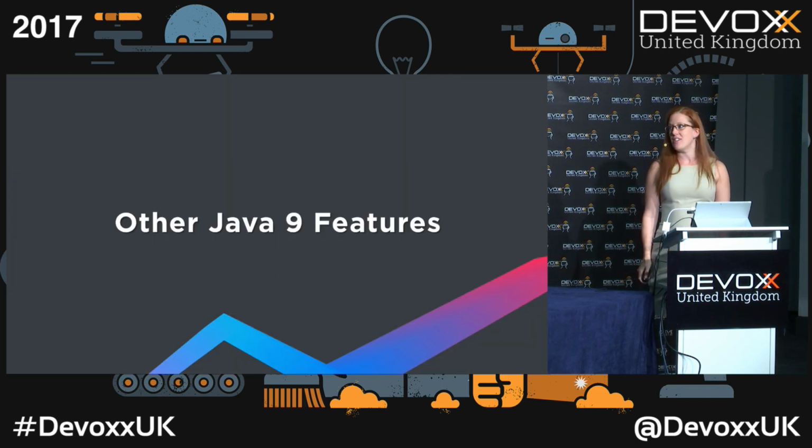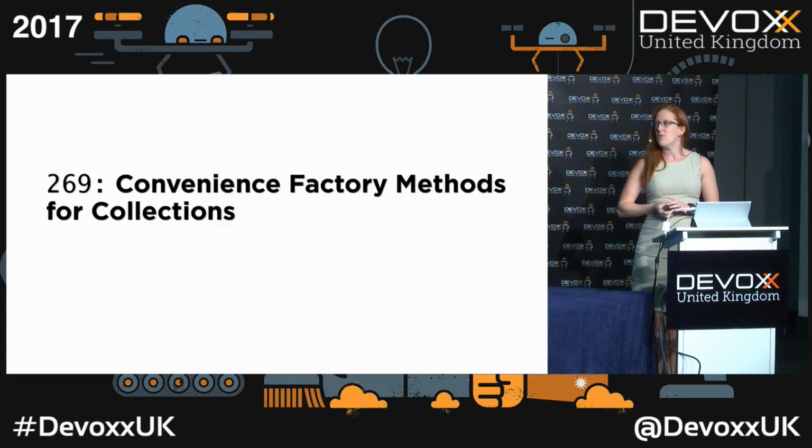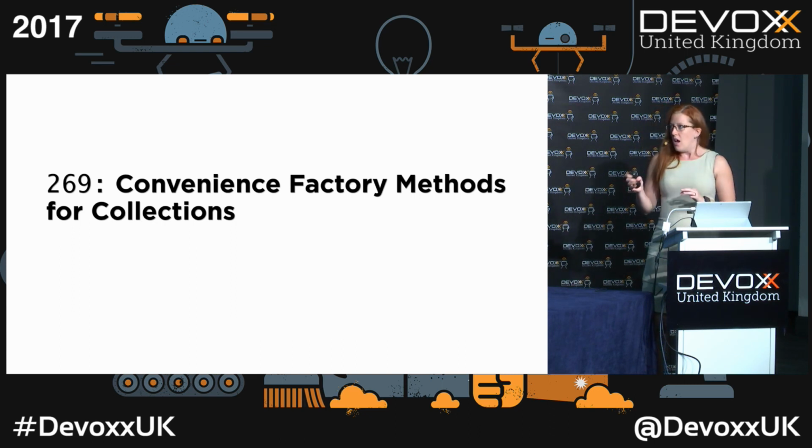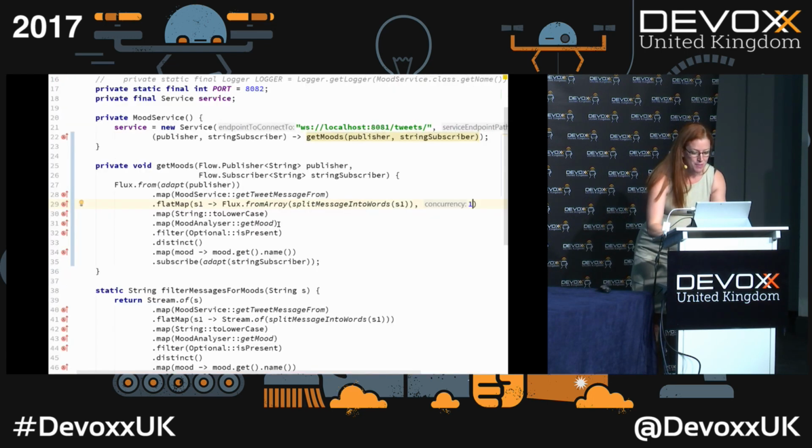Right, other Java 9 features. Good, I've got a whole 9 minutes to work on this. Convenience factory methods for collections. Has anyone heard of this? A few people. My personal opinion is that this is going to be the most used feature of Java 9. And it's a really silly one as well. Silly. It's a really useful one, but it's not as exciting as lambdas and streams.